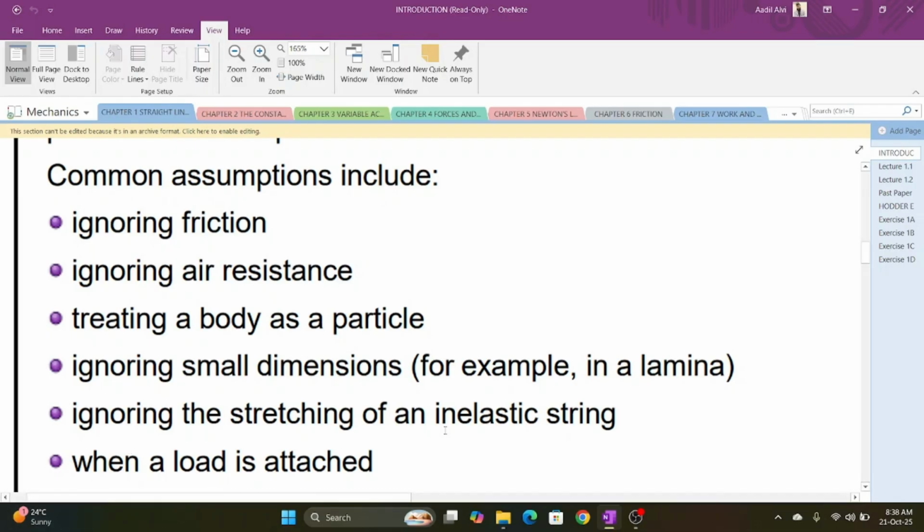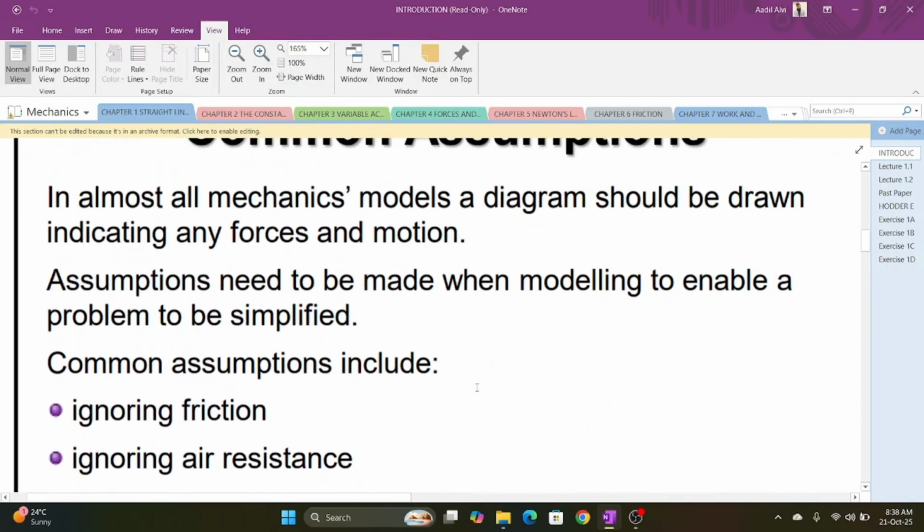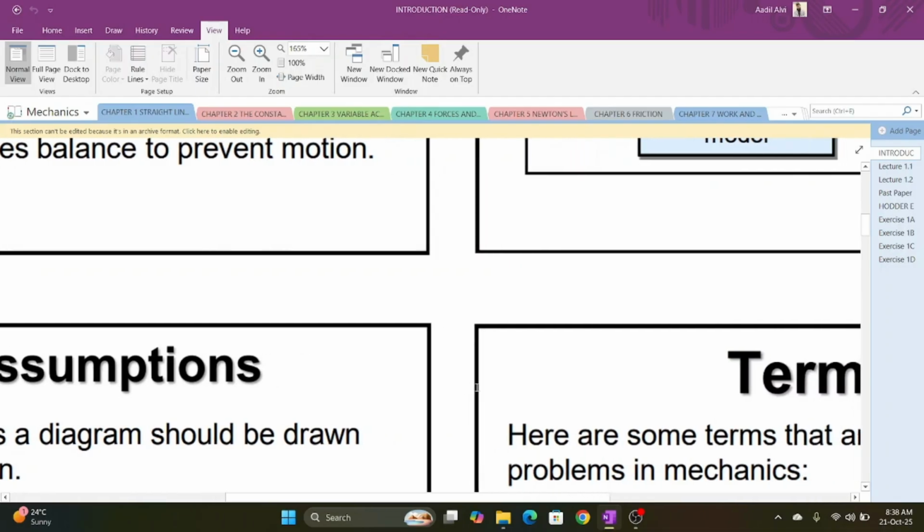So when we say that we are using an inelastic string, we are basically saying that the string has a constant length, it does not change, okay, it does not stretch. So basically what we are doing is we are ignoring the stretching part of an object. Okay, so definitely we are not going to use any object that is able to stretch, but still, even some rigid objects, if you apply enough force, their length could change. Okay, so these are some common assumptions that we make when we are dealing with problems in mechanics.